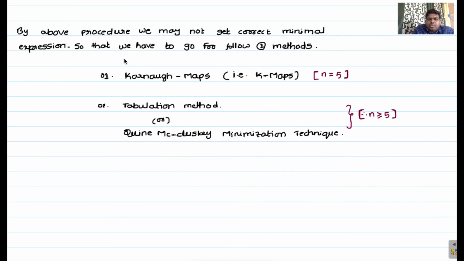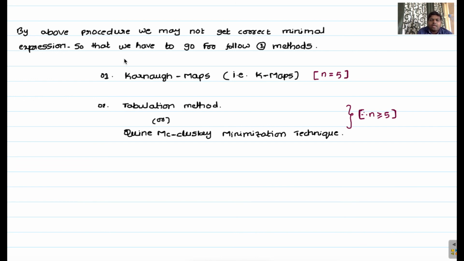Because by the above procedure we may not get the correct minimal expression, we have to go for these methods. One is Karnaugh maps, also called K-maps. This K-map is applicable up to n equals 5 bits. If you are taking n equals 1, 2, 3, 4, or 5, the K-map method is a better method to simplify the Boolean expression.